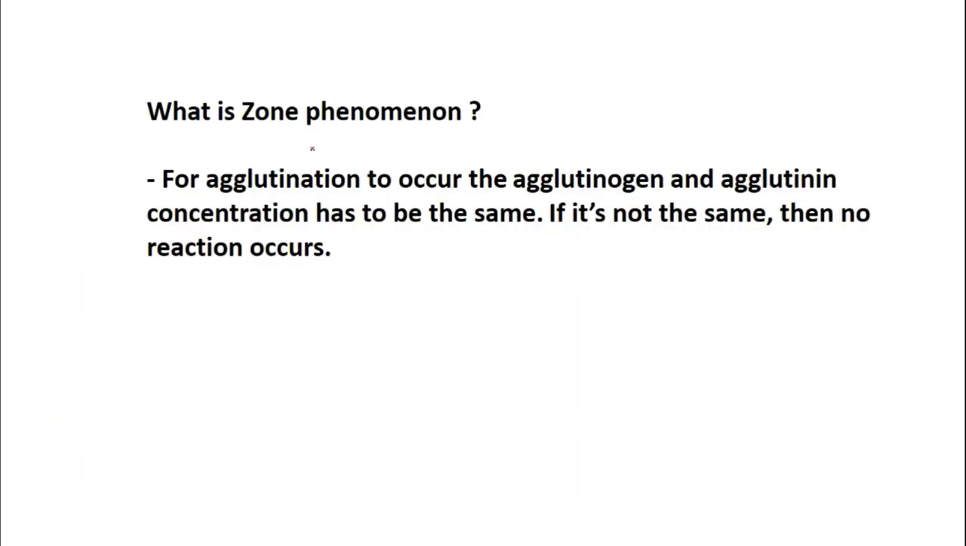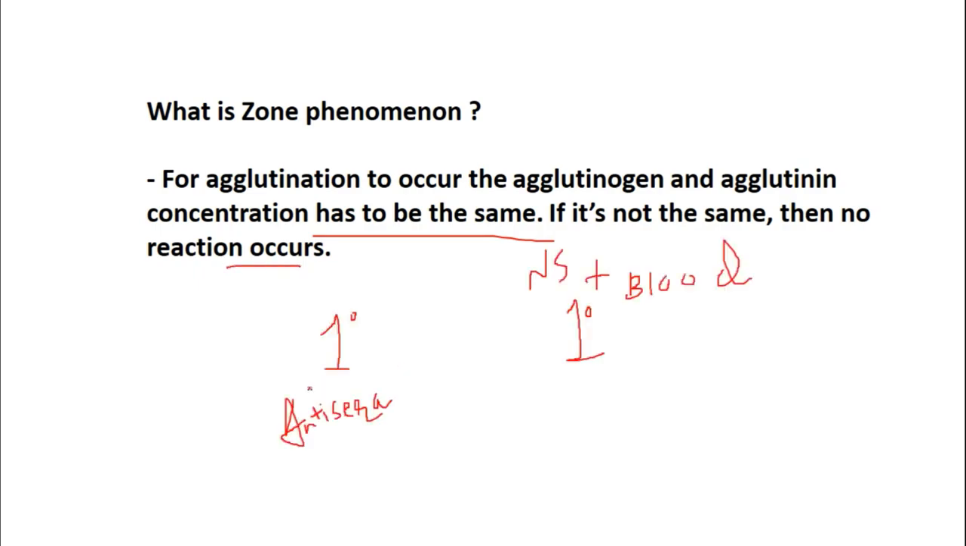Now what is the zone phenomenon? For agglutination to occur, the agglutinogen and agglutinin concentration has to be the same. If it's not the same, then no reaction occurs. That's why we added 1 drop of antisera solution as well as 1 drop of normal saline plus blood solution. So that is the zone phenomenon.